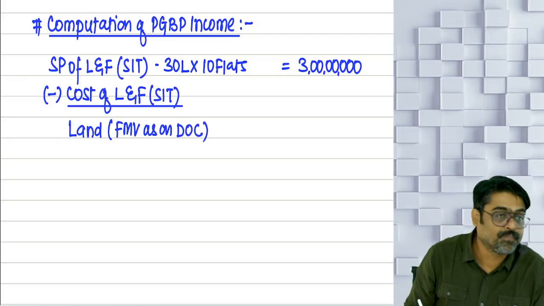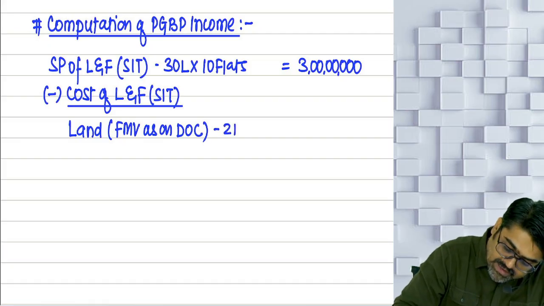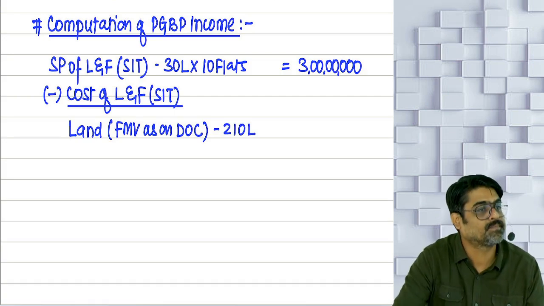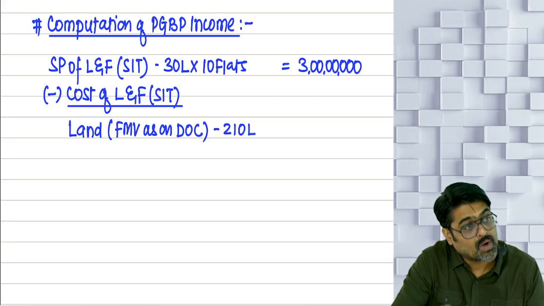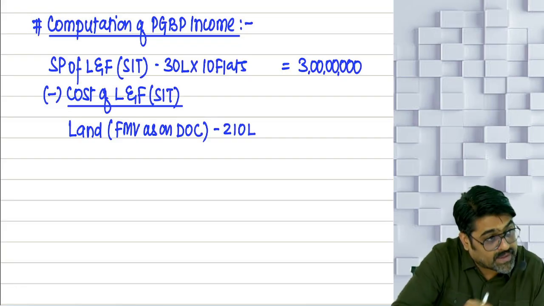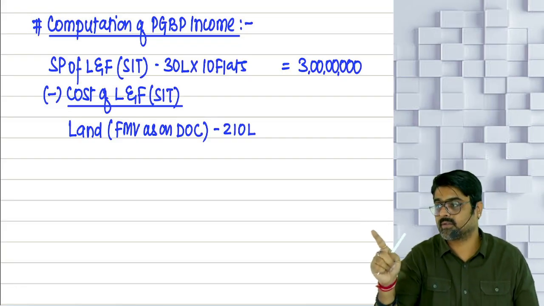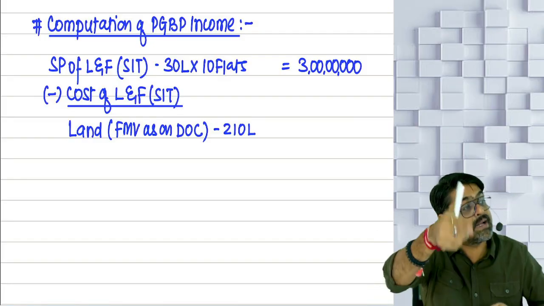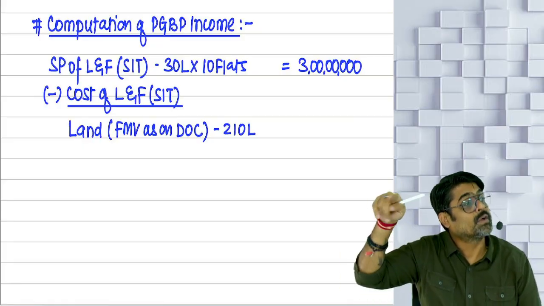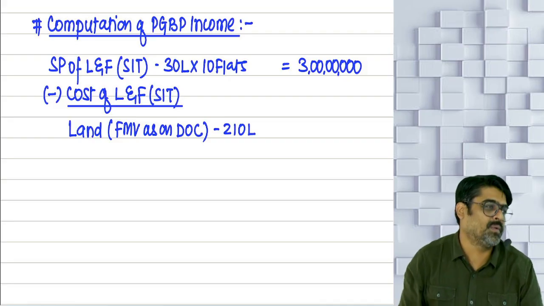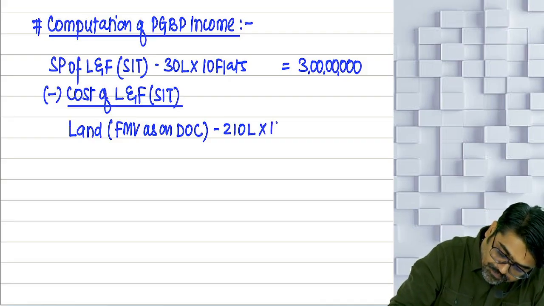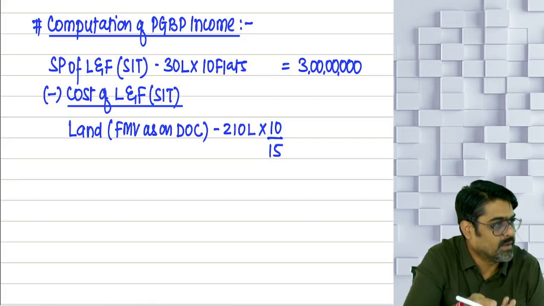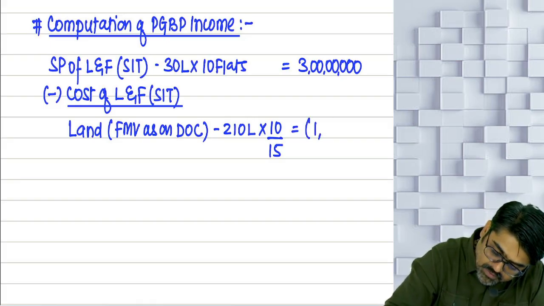What was the fair market value? 2 crores 10 lakhs. But that I would have reduced if I would have sold all the 15 flats along with the entire land. Am I selling the entire land or only the land proportionate which is occupied by 10 flats? So if this 210 is the fair market value of the entire land, how much should be the fair market value of that land which is occupied by 10 flats? This into 10 divided by 15, meaning 2 by 3. 2 by 3, yes or no? Will be how much? 1 crore 40 lakhs.